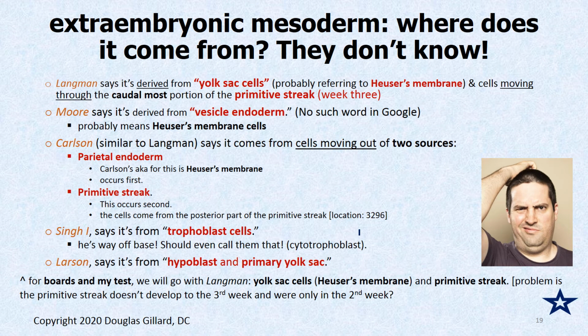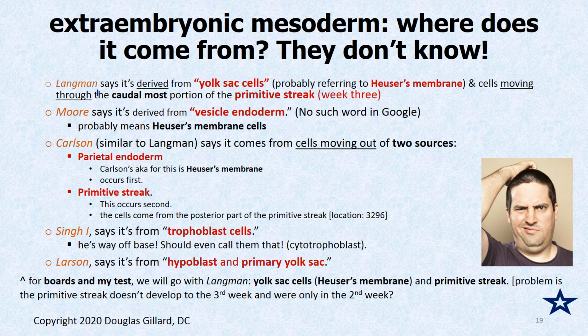So here's a rant of mine. Oh my God, I just remember building this course and going through this. I'm like, these authors, what in the hell? Why can't they get together? And just an example of the craziness. So Langman, and the question is, this important extraembryonic mesoderm, where the heck does it come from? Honestly, they don't know where it comes from.